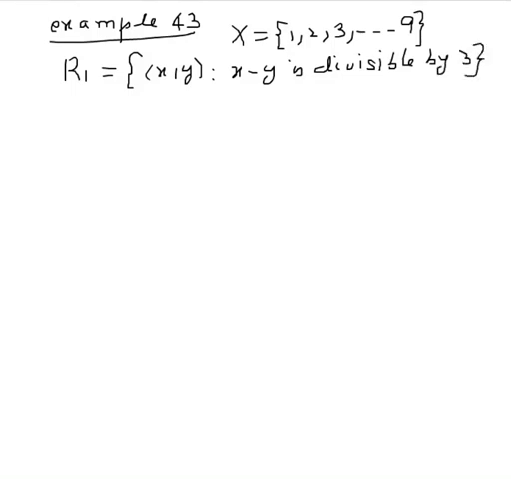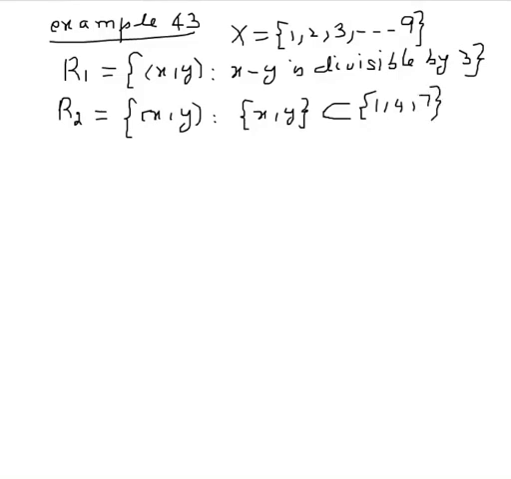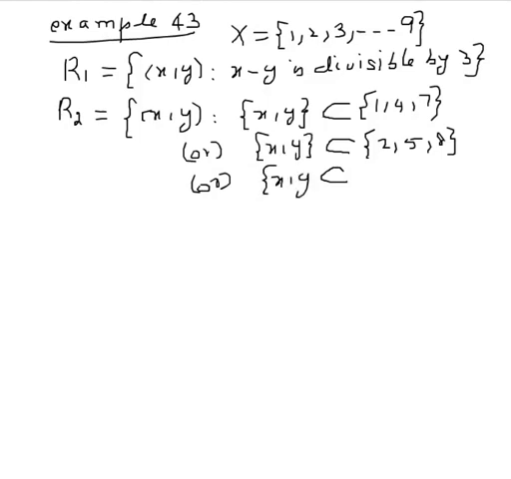Let R2 be another relation on X given by R2 equals the set of all (x, y) such that the set {x, y} is a subset of {1, 4, 7}, or it is a subset of {2, 5, 8}, or {x, y} is a subset of {3, 6, 9}. Show that R1 is equal to R2.